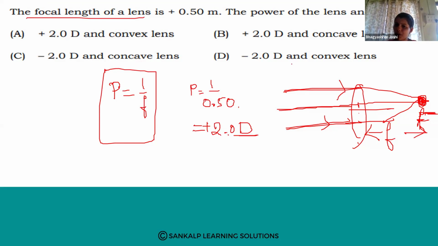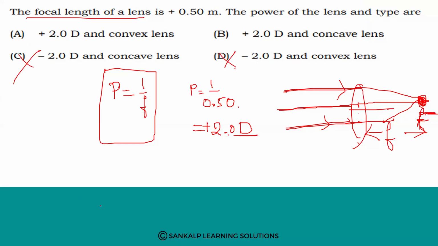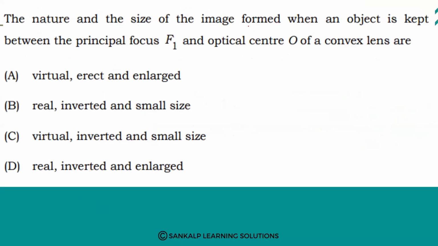D means diopter. Okay, so which option is right here? Plus 2.0 D and convex lens, and plus 2.0 D and concave lens, and minus 2.0 D and concave lens. So here minus is not there, so these options are wrong. Okay, next, convex and concave lens. So this is plus, so this is convex lens.